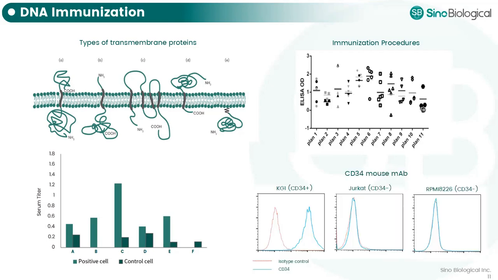So therefore, we tested CD34 monoclonal antibody discovery. CD34 is a single transmembrane protein, and we immunized with an expression vector containing the mouse CD34 gene and then screened for positive clones. We found that the antibodies we obtained are able to specifically recognize mouse CD34 cells, and you can see the differences between the isotype control and the positive antibodies.